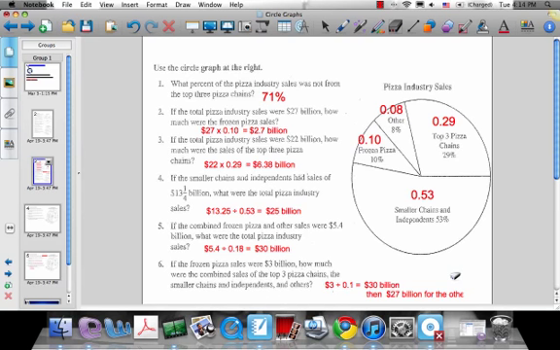Now we knew $3 billion went to frozen pizza sales, so we subtract, and what we have is $27 billion for the other 3 combined. Hopefully this made some sense. If not, go back through this again and look at how I did the steps.